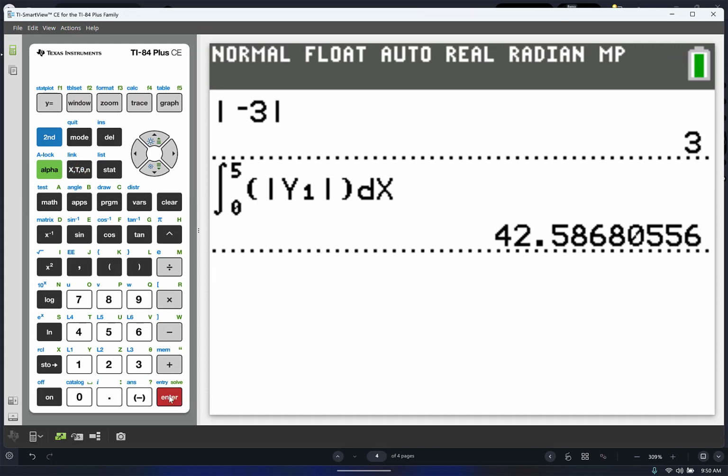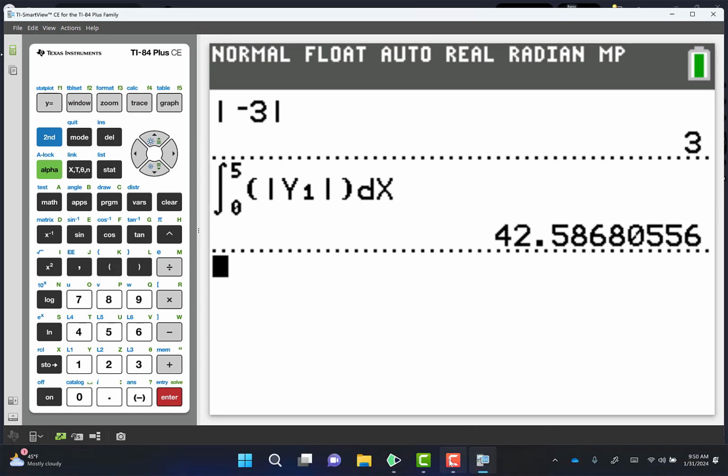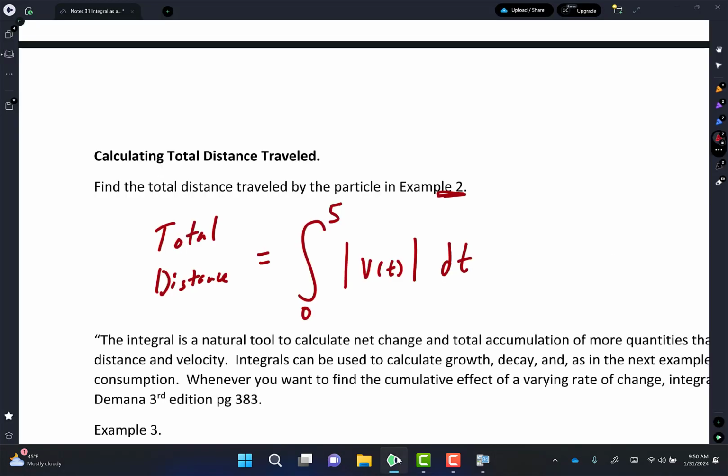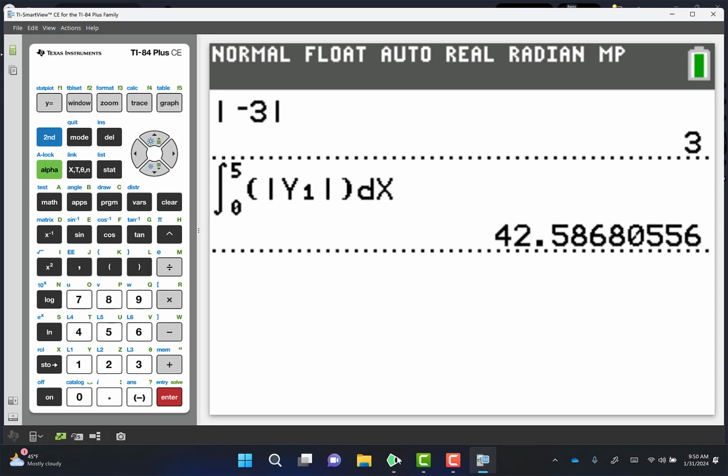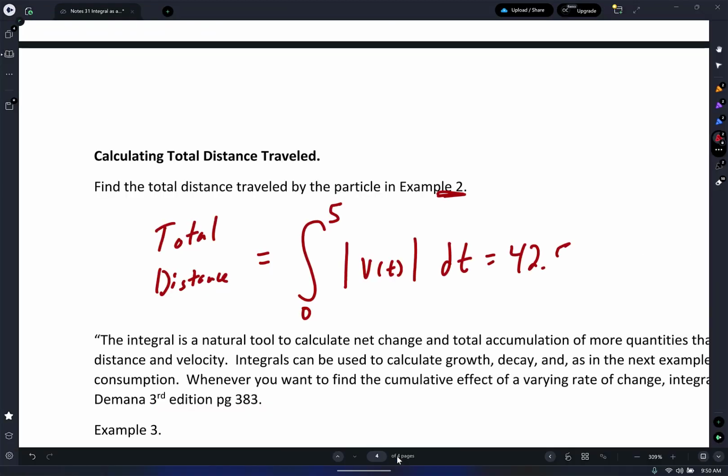How many digits after the decimal? 3. At least 3. You can always write more. 5868. I'm gonna write the first 4 there. 42.5868.